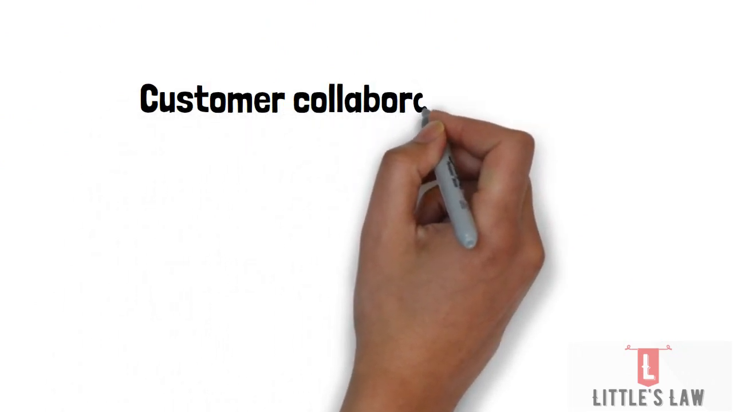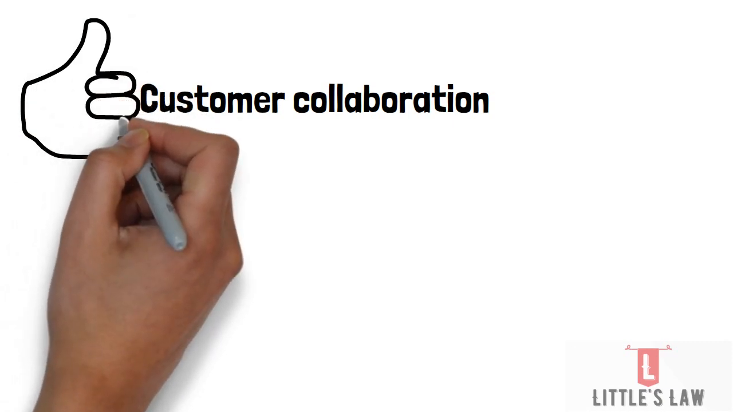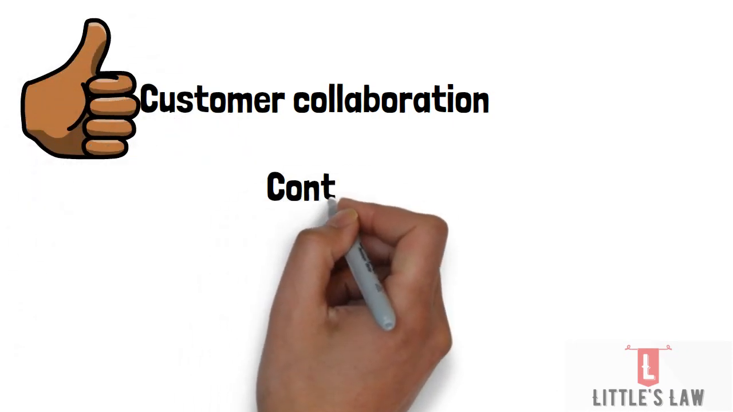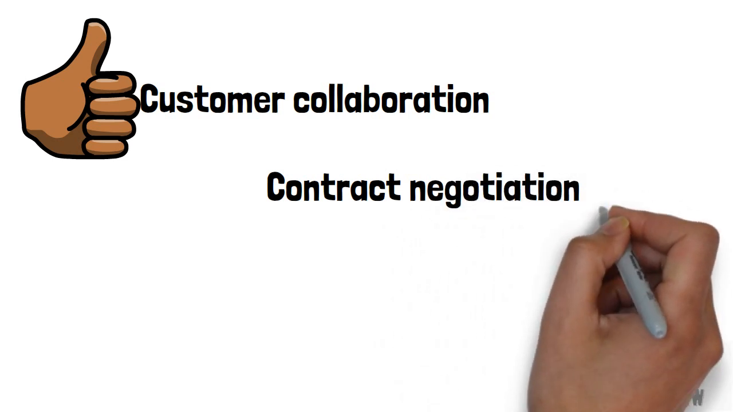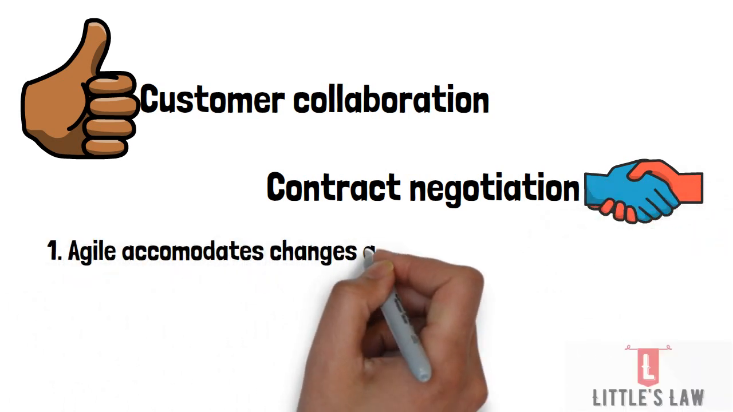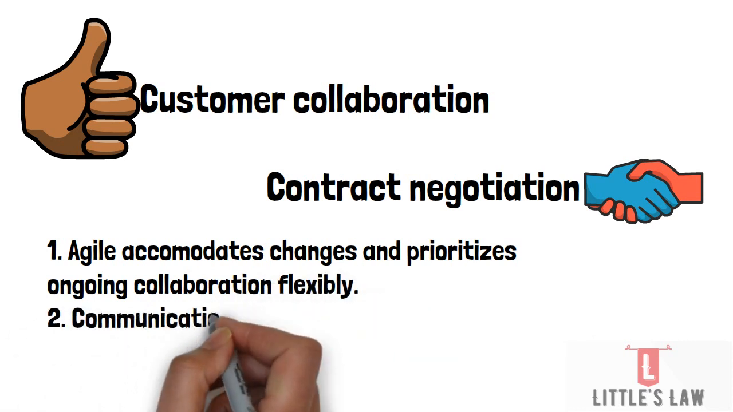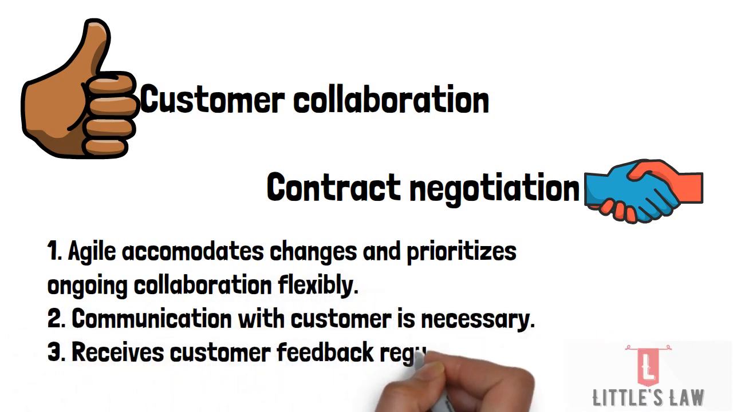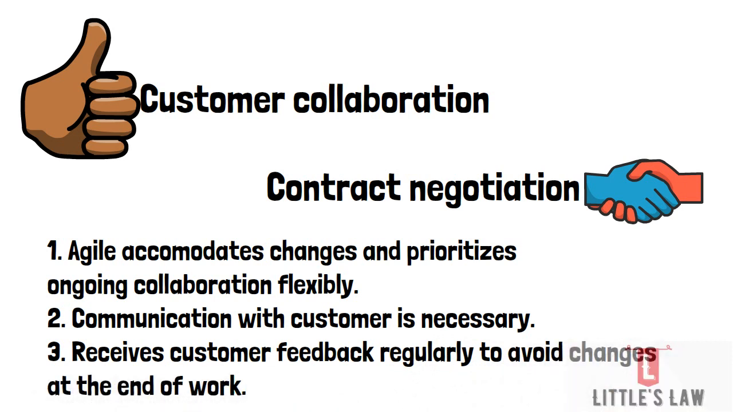When it comes to the next one, customer collaboration over contract negotiation. Negotiating a contract with the customer before beginning development can create difficulties if the scope of a project changes. Instead, agile projects assume that the needs of the project will change and therefore prioritize ongoing collaboration and flexibility. In order to make the necessary changes, keeping a line of communication with the customers is necessary. This ensures that the customer is able to give detailed feedback, which in turn helps software teams avoid a long list of changes at the end of a long period of work.